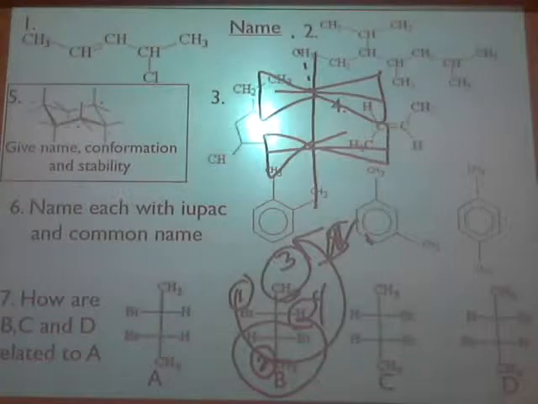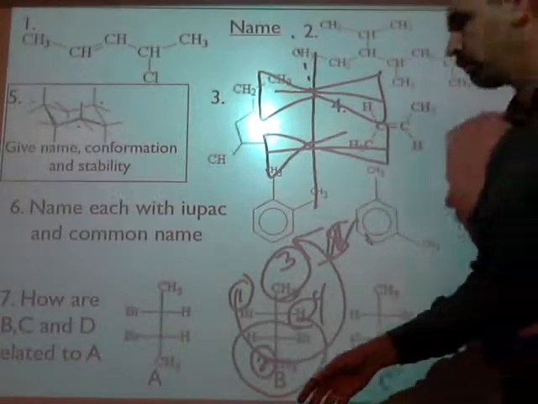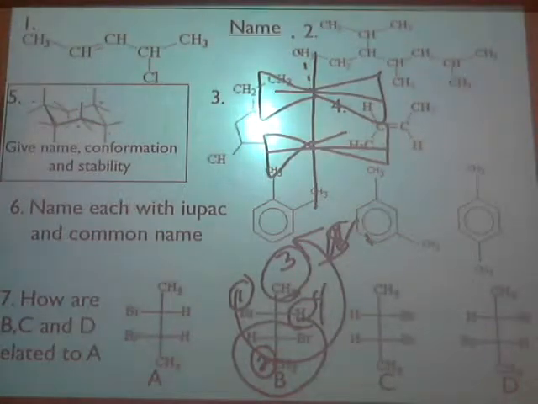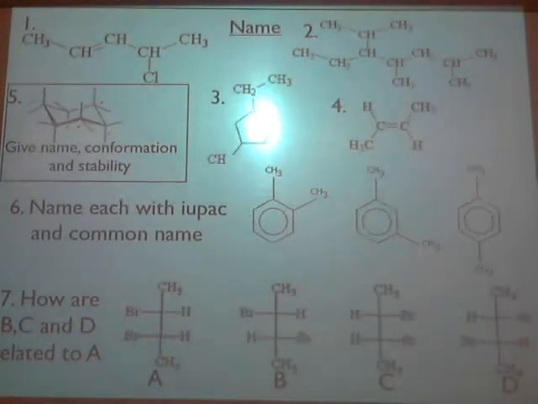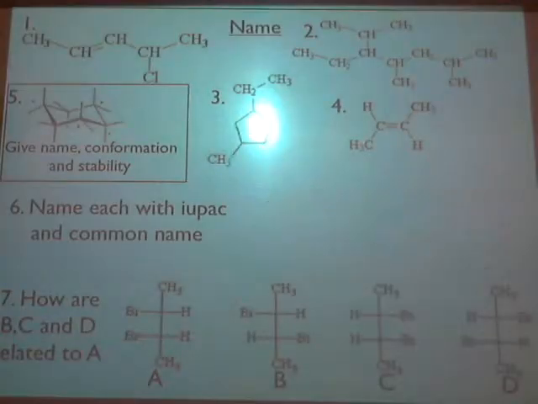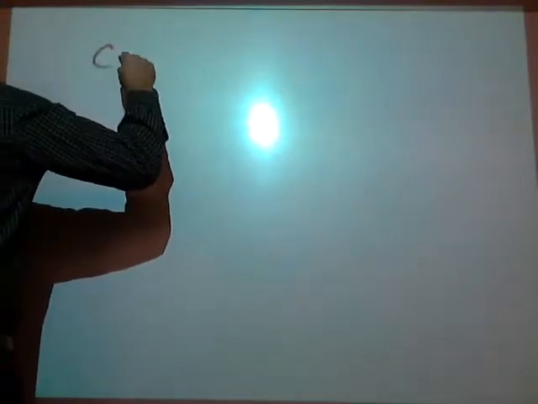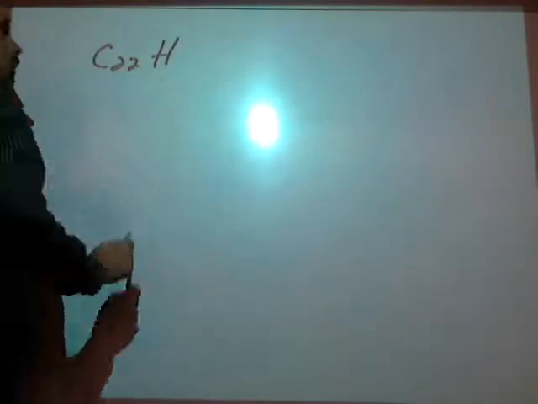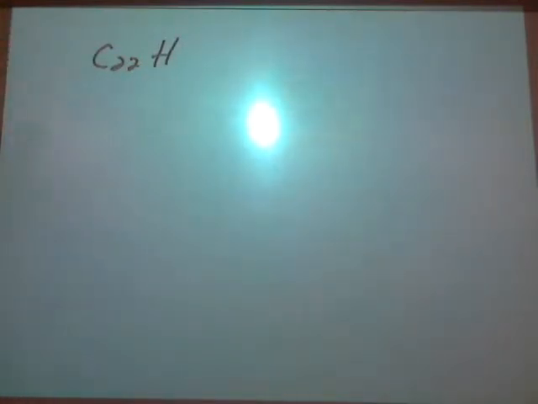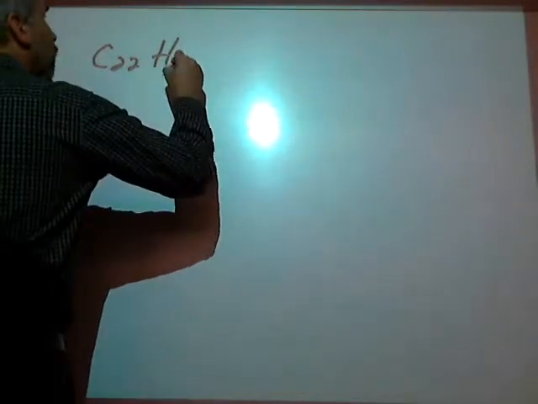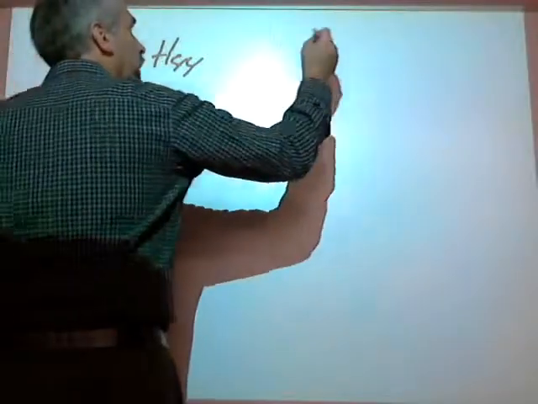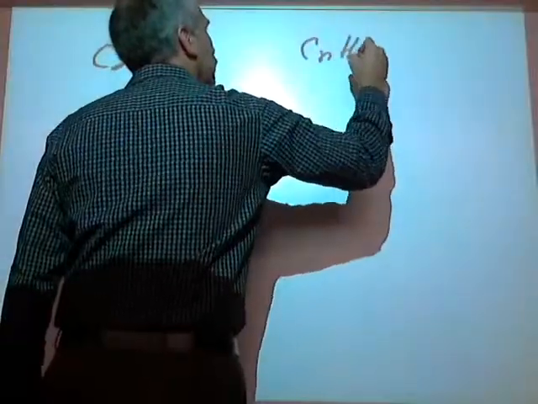Identical. All right. Now, if this guy's an alkene and he's C22, okay? I guess I get a 3 board here. Hold on a second. If he's C22 and he's an alkene, what does the H have to be? 44. Because for an alkene, it's CnH2n.